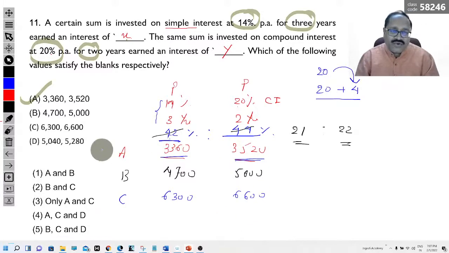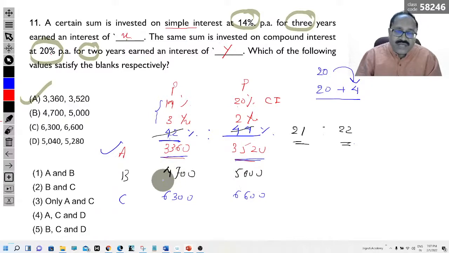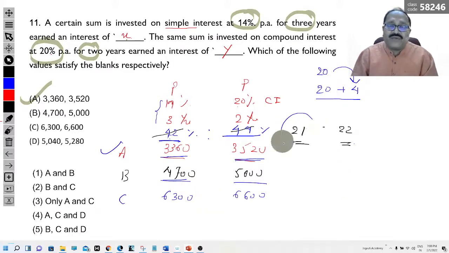Okay, now I notice that A is in the ratio of 21:22. Now, is this in the ratio of 21:22? No, this 4,700 is not divisible by 21. So B can't be.